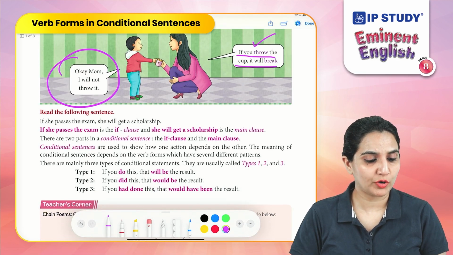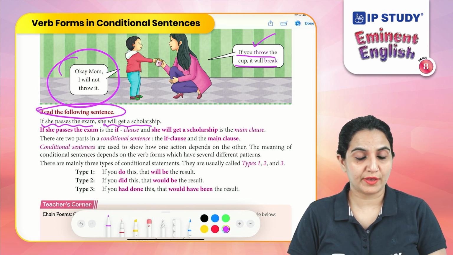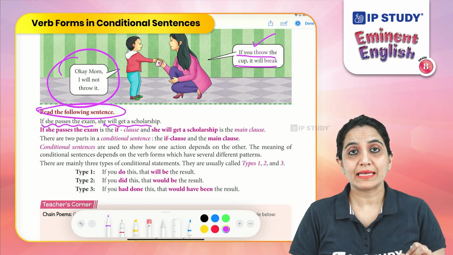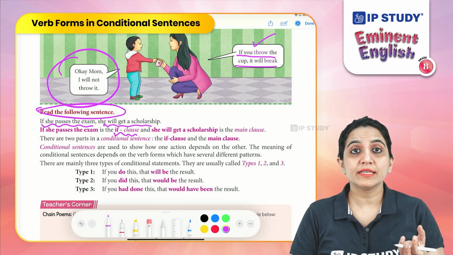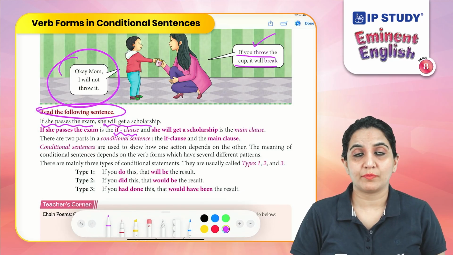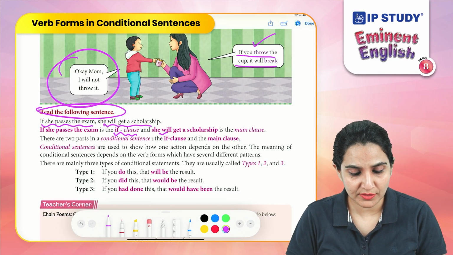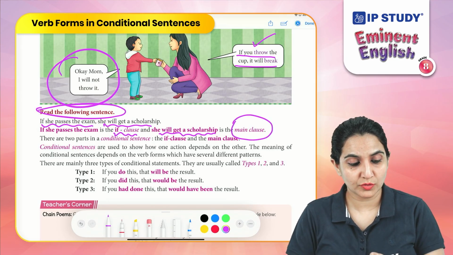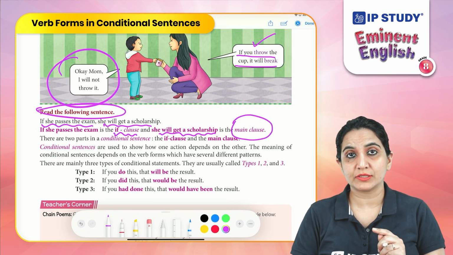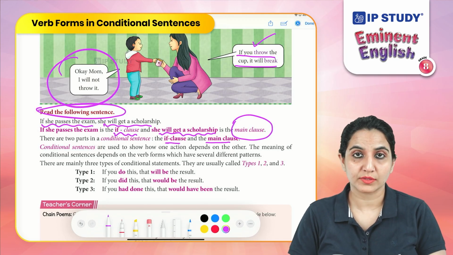Let us read the following sentence. If she passes the exam, she will get a scholarship. If she passes the exam is the if clause, because this is the condition. Now what will happen if she passes the exam? She will get a scholarship. This is the main clause. So there are 2 parts in a conditional sentence, which are the if clause and the main clause.